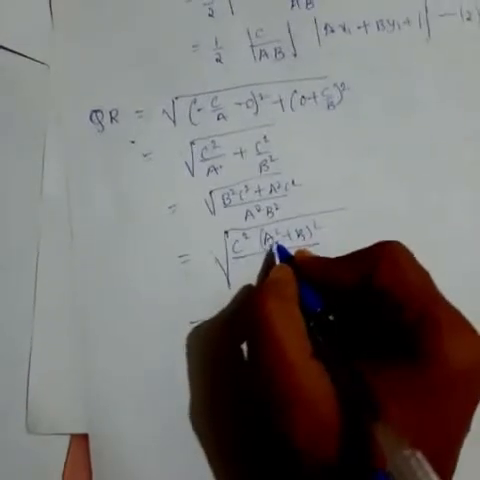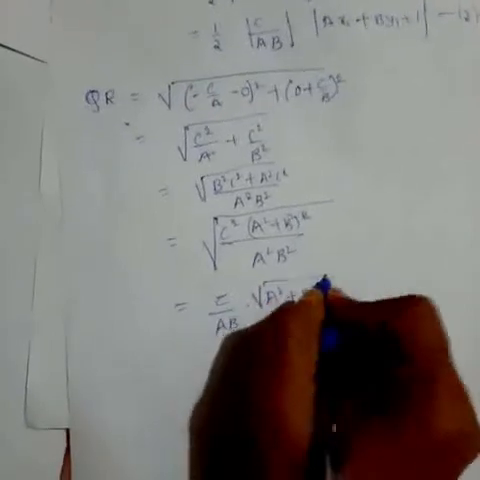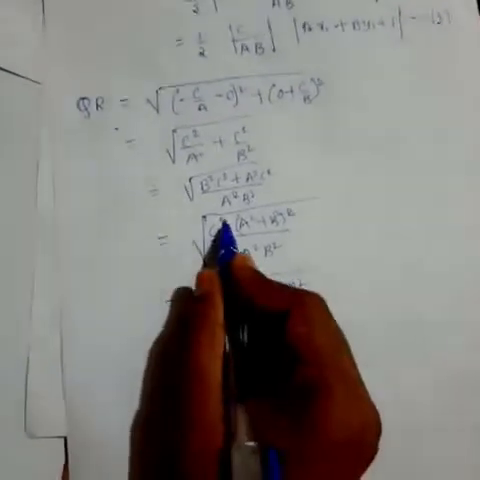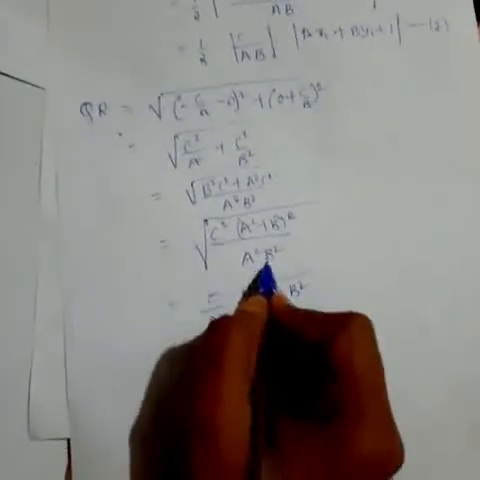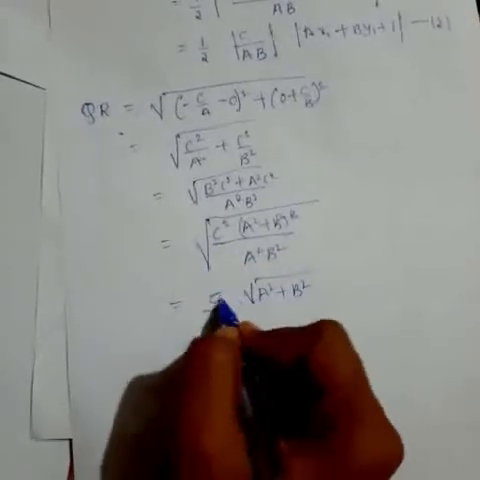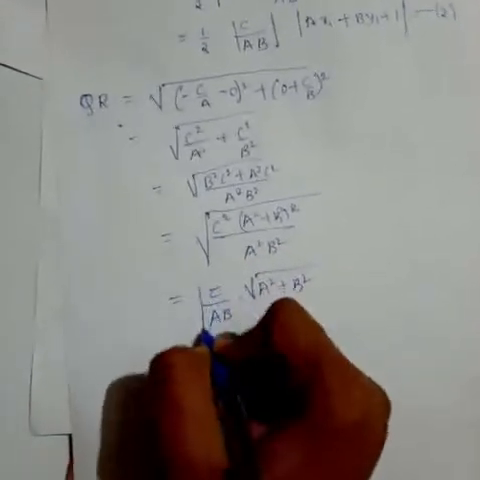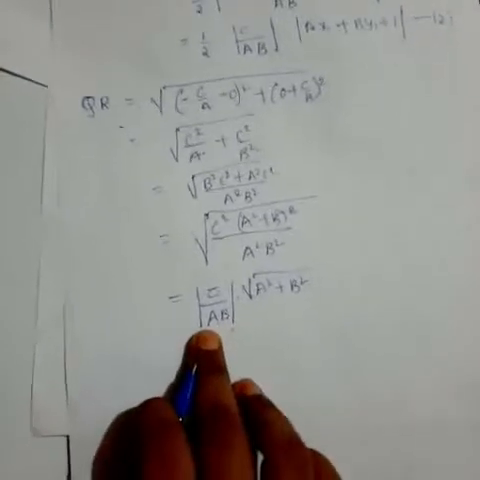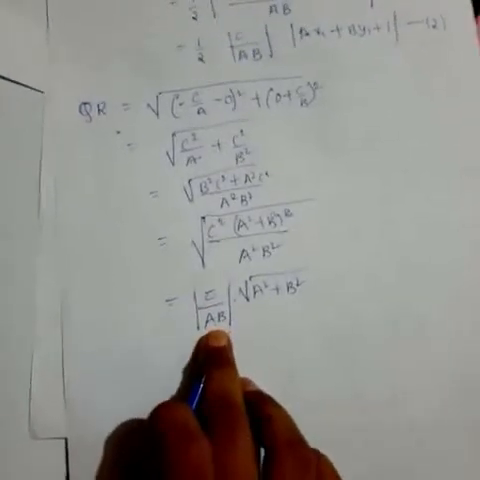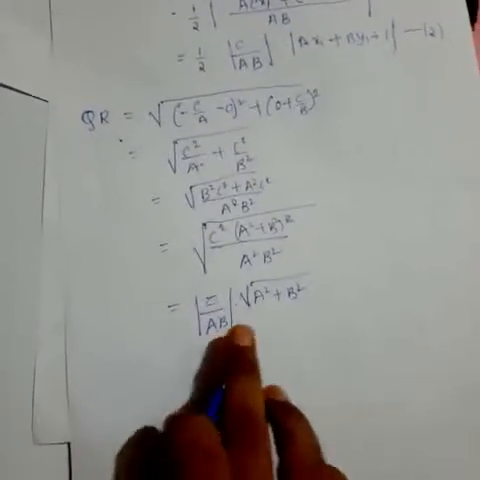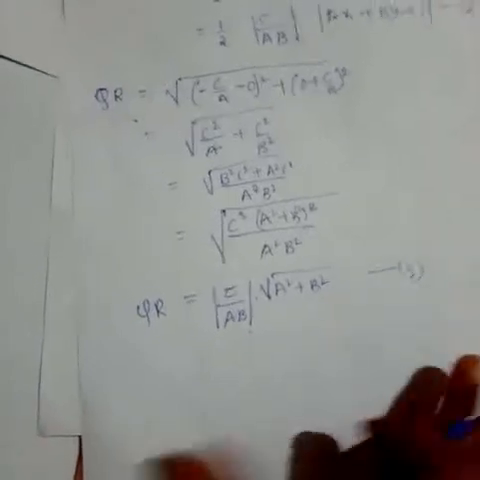I think it's not whole square, this is b square, then this square root as it is. Square get cancelled. In this term you will get c by ab, which is always a positive distance, that's why it is put in the modulus sign, then square root of a square plus b square. This is QR. This is your equation number 3.